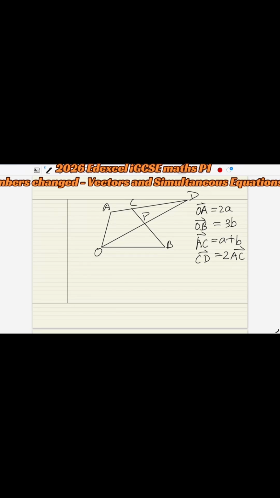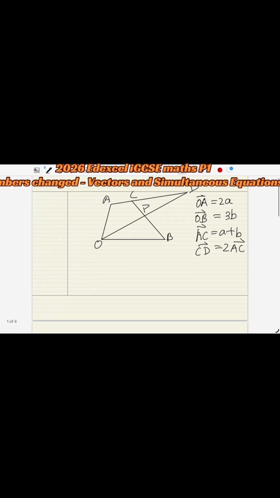Every year they will make certain questions similar to this one, which involves vectors, solving simultaneous equations. It really checks the deeper understanding of this topic. So without any further ado, let's start solving this question.